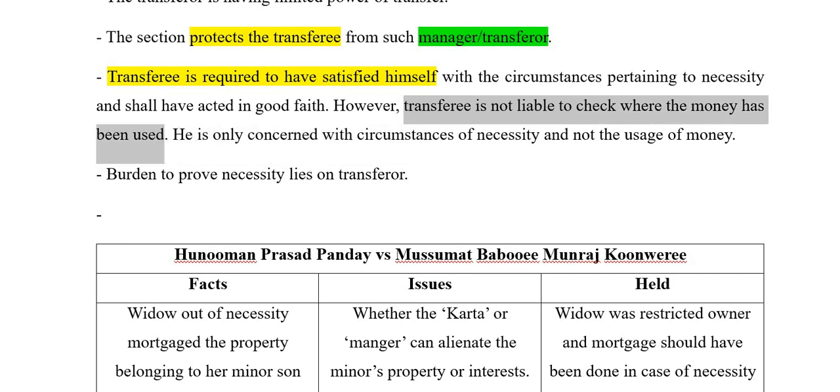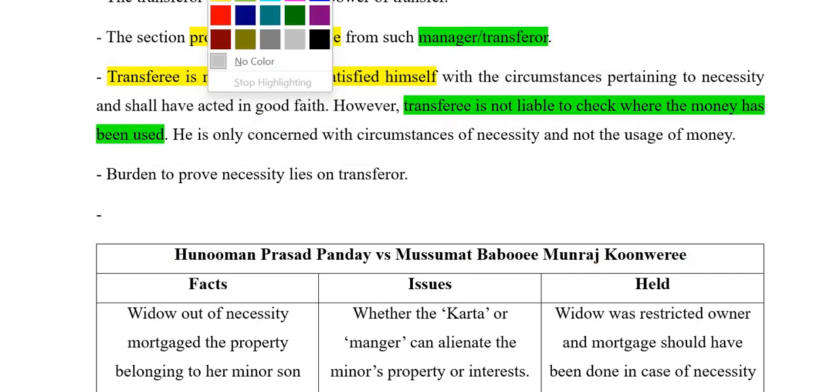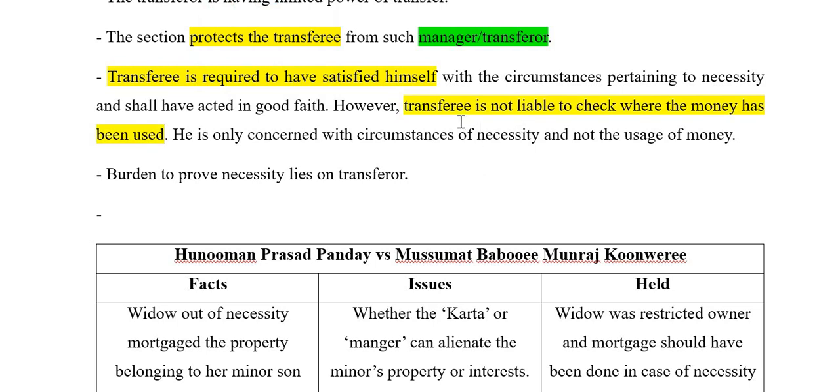जिस व्यक्ति को प्रॉपर्टी ट्रांसफर की गई है वो है ट्रांसफरी. तो ट्रांसफरी की जिम्मेवारी है कि वो सर्कमस्टांसिस को चेक करे कि नेसेसिटी इमरजेंसी वाले सर्कमस्टांसिस हैं या नहीं. लेकिन ट्रांसफरी की ये जिम्मेवारी नहीं है कि वो ये चेक करे कि पैसा उस नेसेसिटी और इमरजेंसी के लिए यूज हुआ है या नहीं हुआ है. This is not the liability of the transferee. Now the burden to prove necessity lies on the transferor. If any condition occurs, then the burden will be on the transferor.